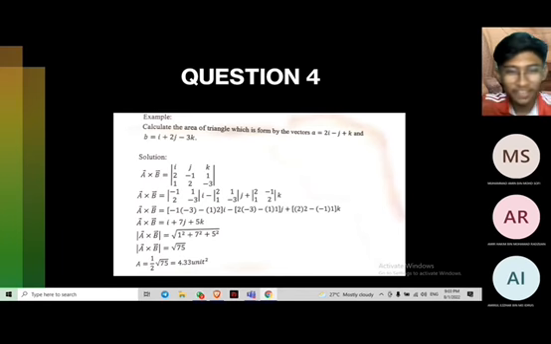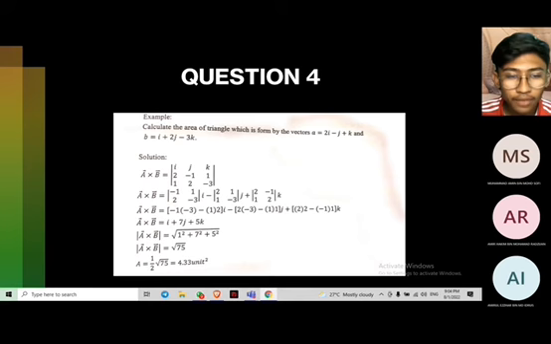Contohnya, calculate the area of triangle which is formed by the vector A sama dengan 2i tolak j tambah k dan B sama dengan i tambah 2j tolak 3k. Cara penyelesaian dia, vektor A darab vektor B. Dalam kurungan i, j, k, 2, negatif 1, 1, 1, 2, negatif 3.